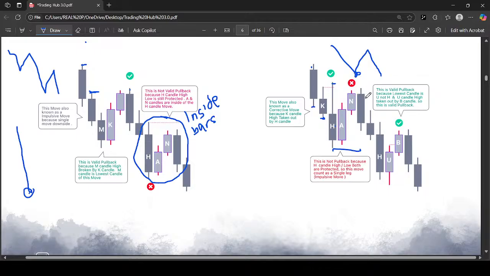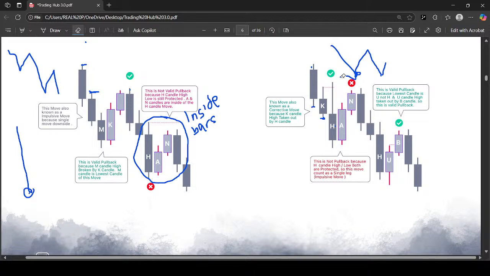Now we want to see if this thing that followed is actually a pullback, or maybe just inside bar candles. How are we going to know that? If, for instance, a candle has a longer wick that comes and takes out the high of H candle, then we have a valid pullback here, right? Of course, we'll also have a valid pullback if a candle takes out the high of K candle.